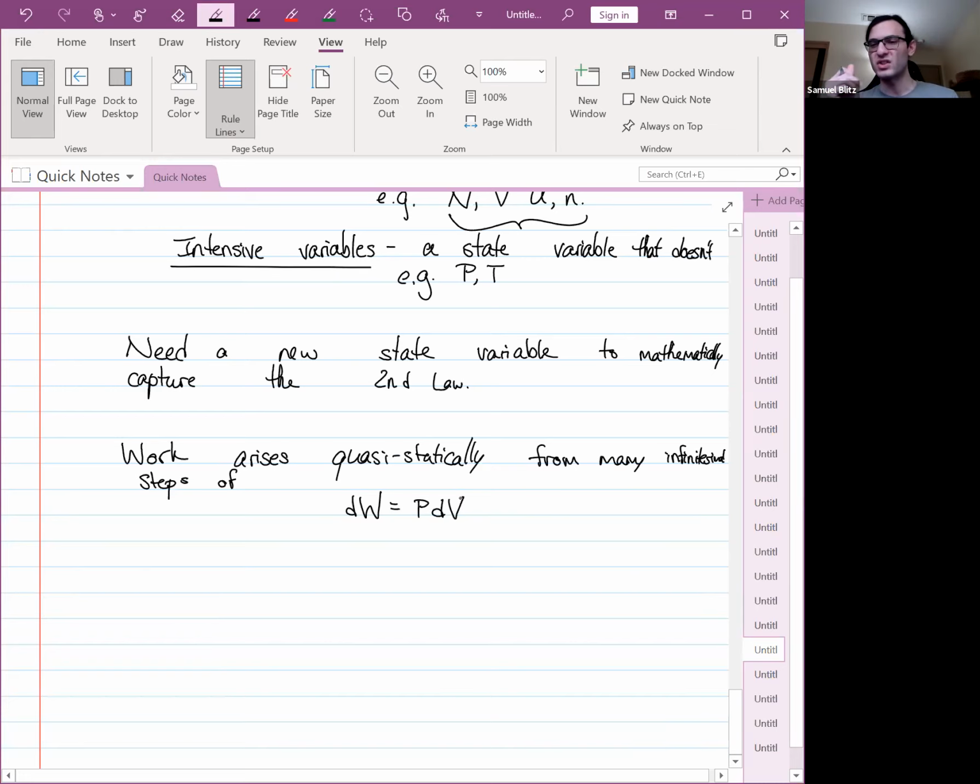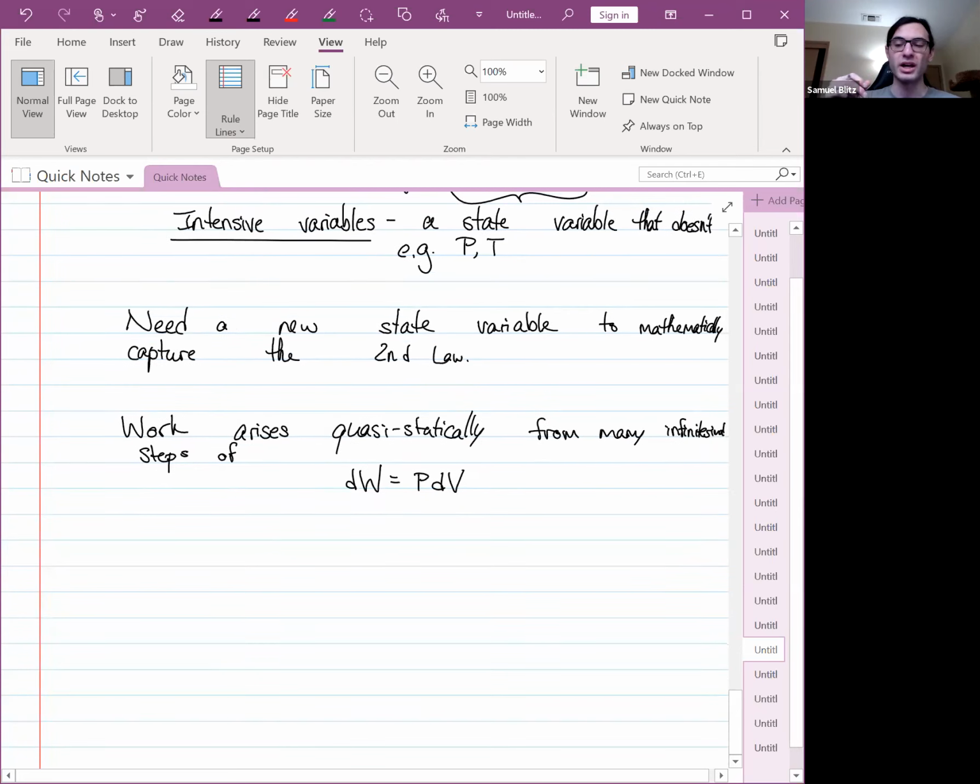You can compute just a teensy tiny bit of work and make that done quasi-statically by doing very infinitesimal steps of taking the pressure and then increasing the volume a little bit, and then fixing the pressure and increasing the volume a little bit again. That will do little bits of work bit by bit, and it'll do it quasi-statically.